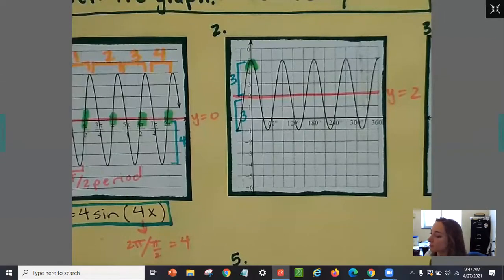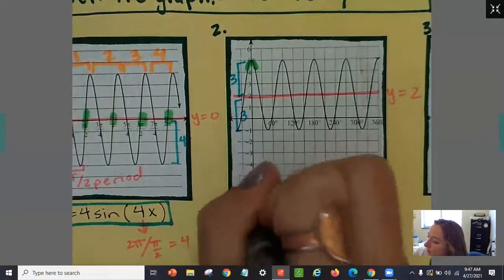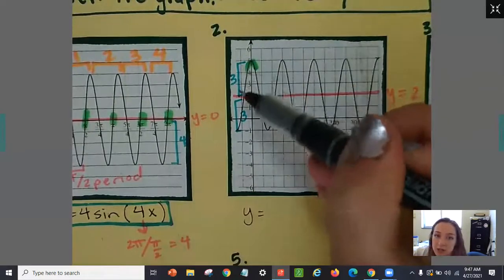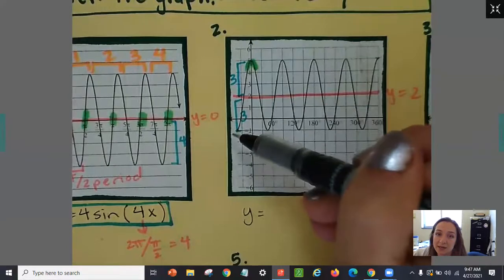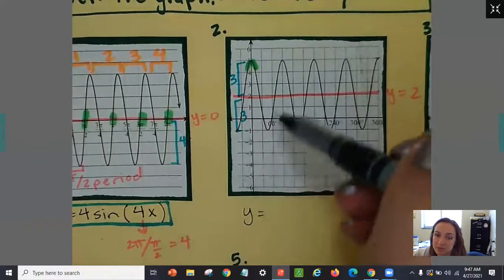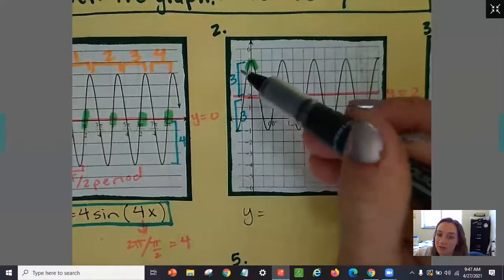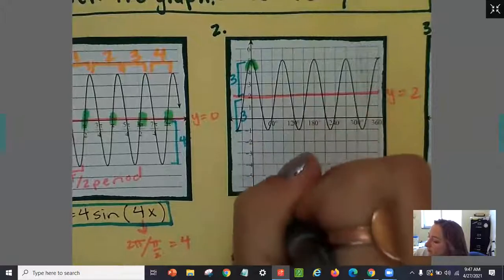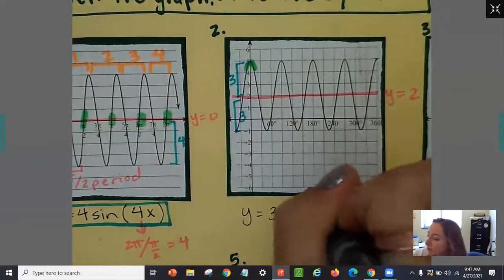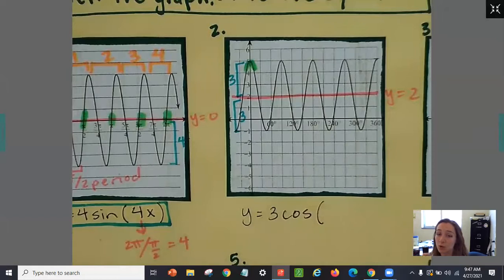So let's go ahead and start writing this out. Y equals, the amplitude is first. And since this is a peak and not a valley, this is going to be positive cosine. So it's going to be positive 3 cosine of, and we want to see the number of waves in 2 pi or 360. Or we can say, what is the period? And then we'll divide that by 360. Or 360 divided by the period.